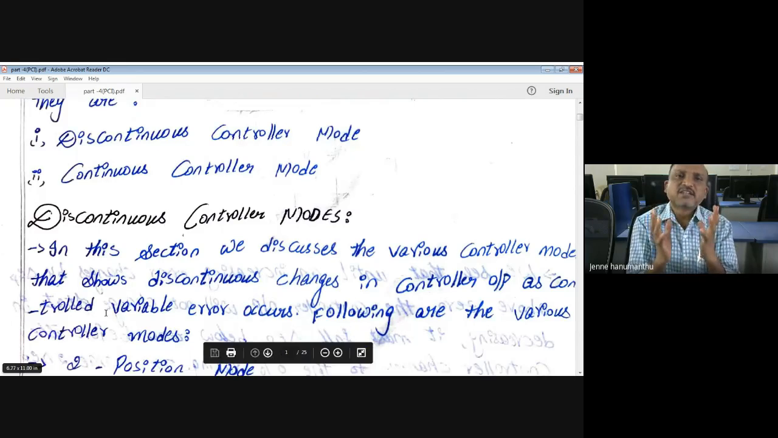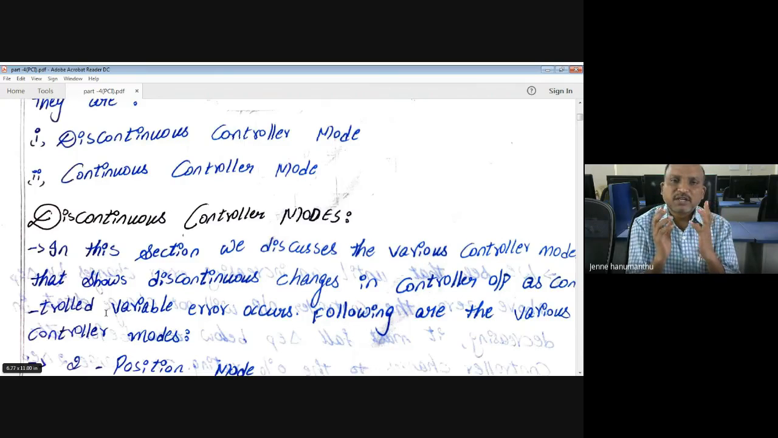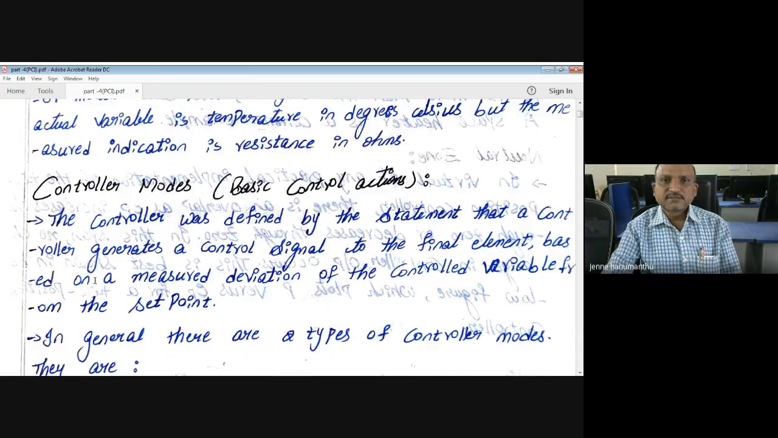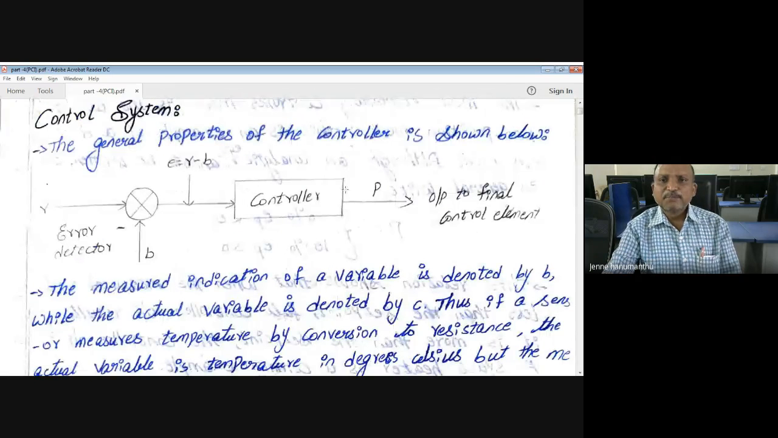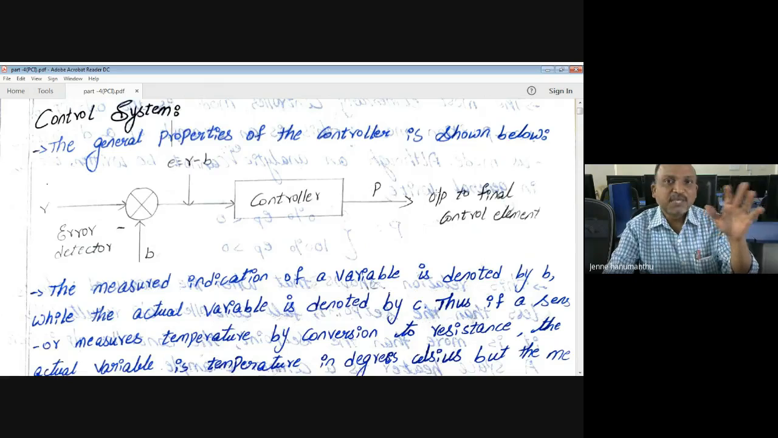If you understand what is continuous, the opposite word is nothing but discontinuous. So the controller output is not continuous. In the diagram here, P is the output of the controller, right? So P is not continuous. But how does P look? P looks discontinuous.